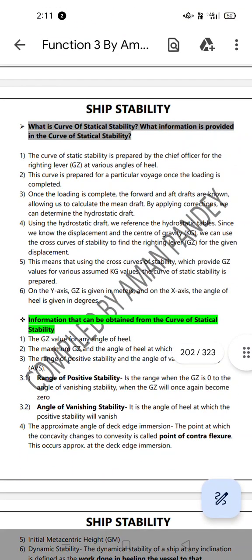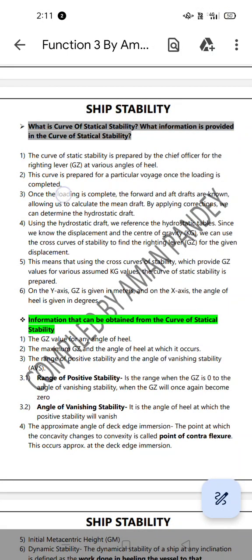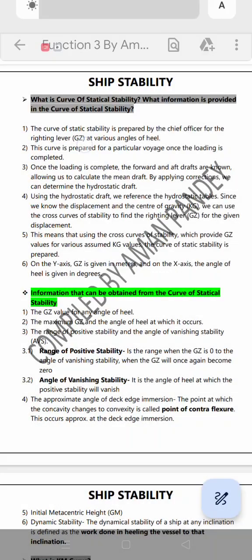So after completing the operations, basically, time playing.